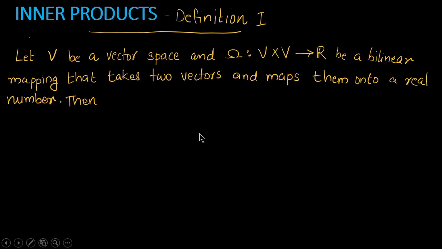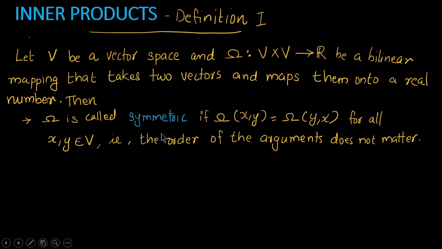Then the definition for the inner product, the first definition, is like this. Let V be a vector space and ω, the mapping ω from V cross V to R, be a bilinear mapping that takes two vectors and maps them onto a real number. Then ω is called symmetric if ω(x, y) is equal to ω(y, x) for all x, y belonging to V. That is, the order of the arguments does not matter.